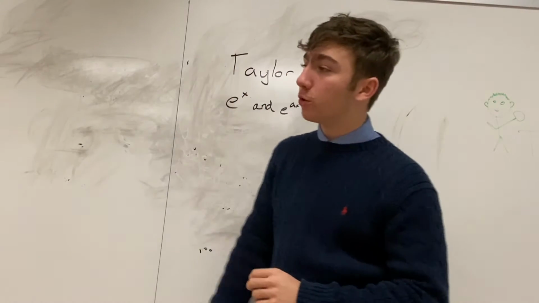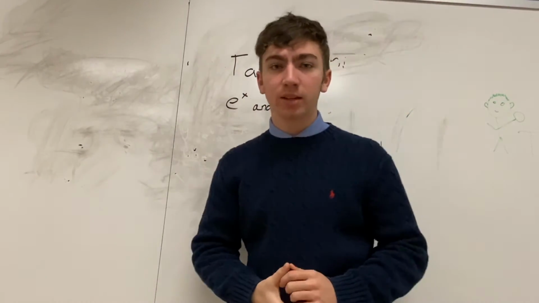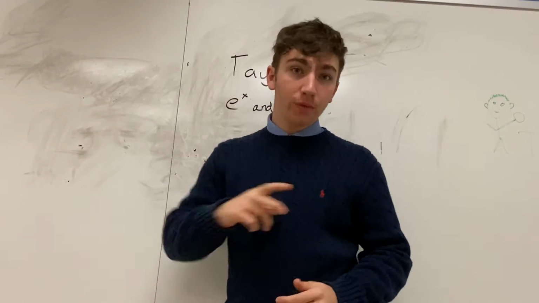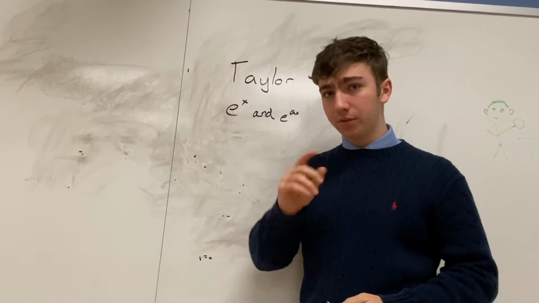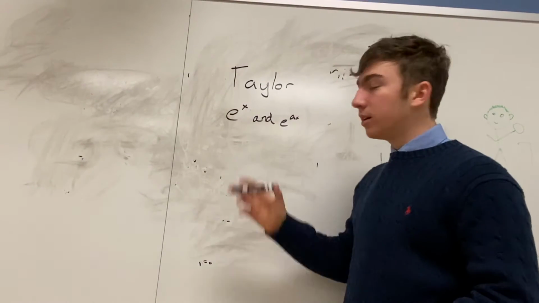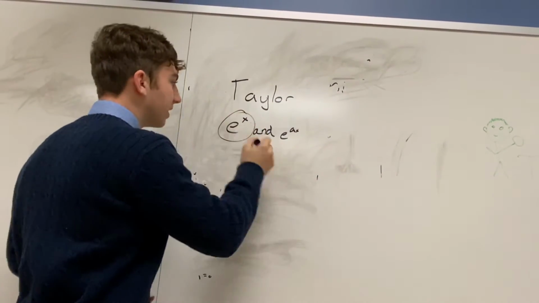So today we're going to do the Taylor series for e to the x and e to the ax. Now this was from 2 videos ago with the Taylor series. This is like a continuation of that, of the Taylor for sine and cosine. So let's get started. So we'll first do e to the x and then work our way to e to the ax.